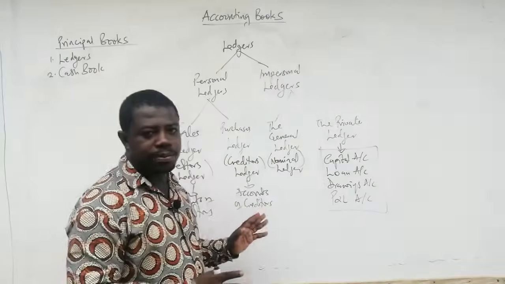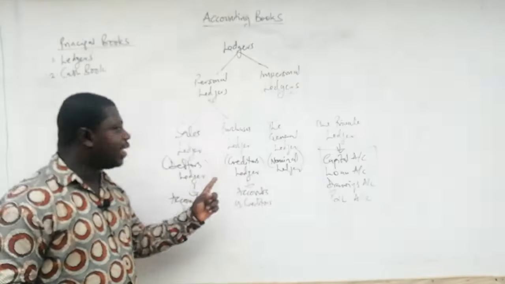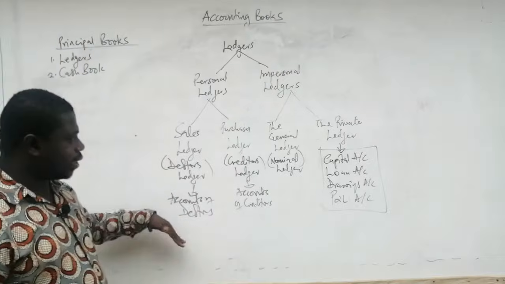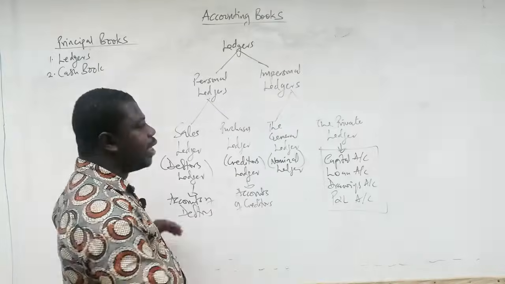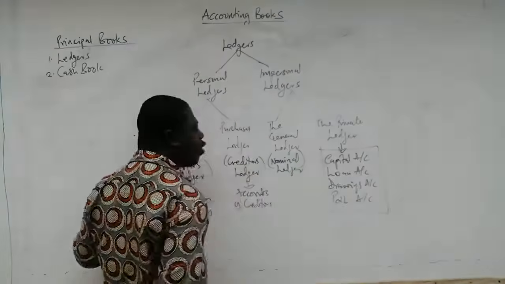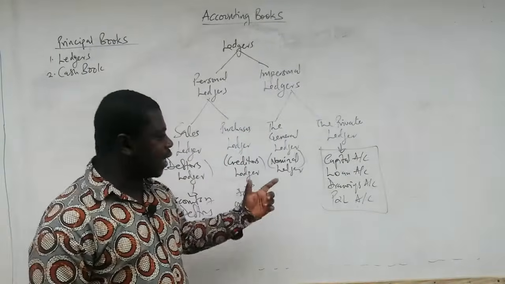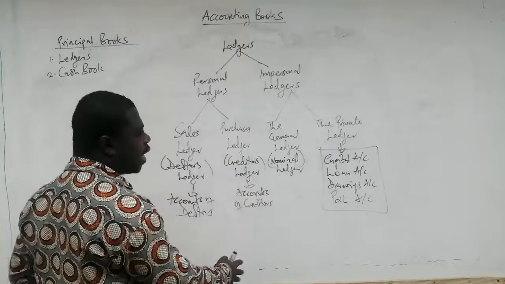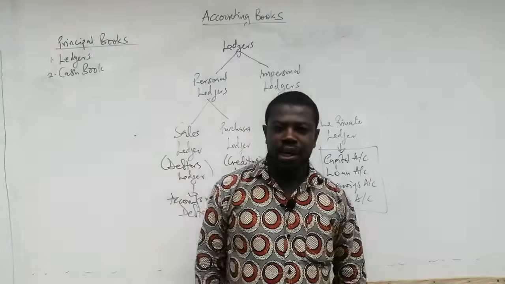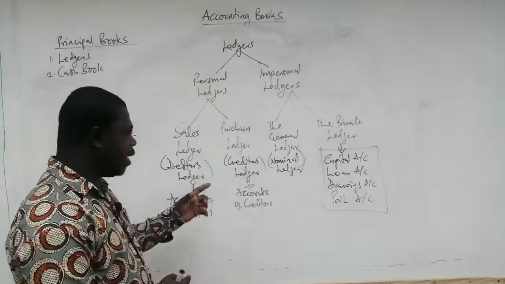And so take note that if you want to define a sales ledger, the sales ledger is a ledger that records accounts of debtors. The purchases ledger is a ledger that records accounts of creditors. The private ledger is a ledger that records the personal accounts of the owners. And then the general ledger is a ledger that records any other accounts apart from personal accounts and the private accounts of the owner. I'm sure you'll be fine, and I'm sure your understanding has been enhanced in the ledgers.